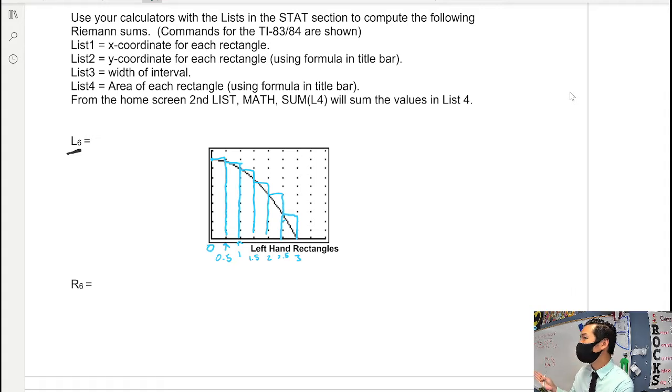Because I'm looking at it on which side? The left side. And you see this first value right here? That's where the 0 is. You see that? So I'm going to be using 0, 0.5, 1, 1.5, 2, 2.5. Do I use 3? Not to get the height, not if it's the left side, right? So here's what I'm going to do.